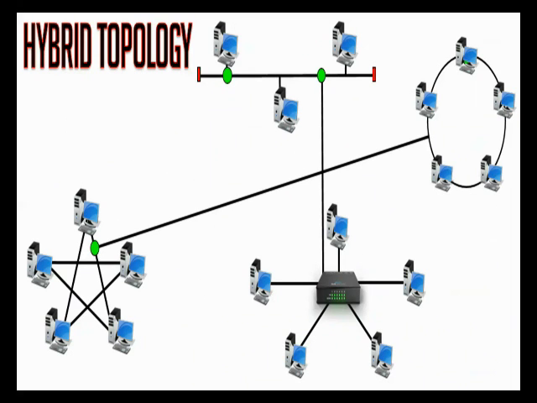And six is hybrid topology. A combination of two or more topologies is known as the hybrid topology. For example, a combination of the star and the mesh topology is known as a hybrid topology.